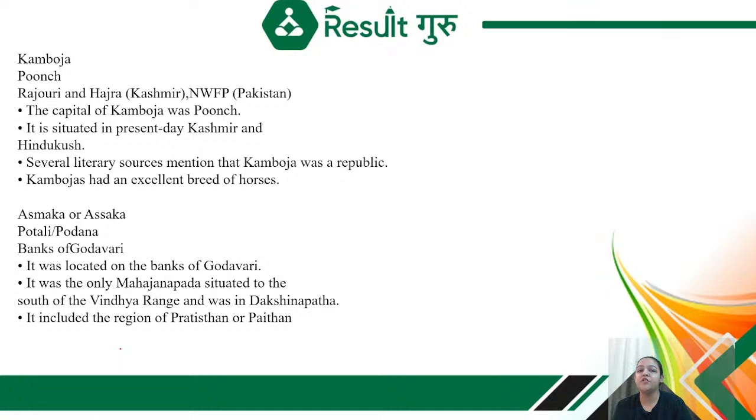The capital of Kambod was Poonch, and its present day location is Kashmir and Hindu Kush. Several literary sources mention that Kambod was a republic, that means it was ruled by a Gana or a Sangh. And Kambod had an excellent breed of horses, so that's what it is majorly known for. Then we have Asmaka or Assaka. And what was the capital? The capital was Potali or Podana.